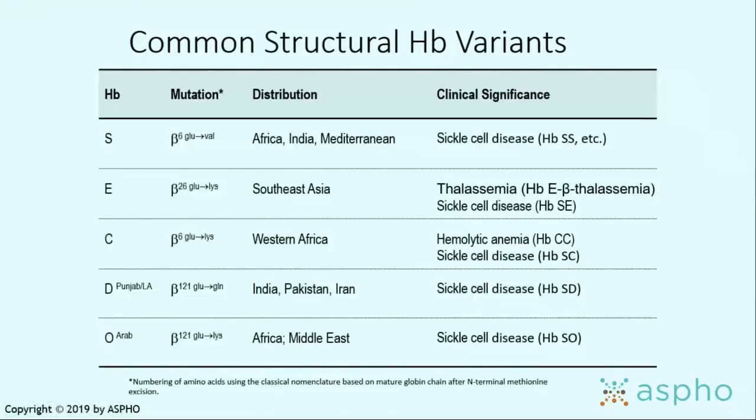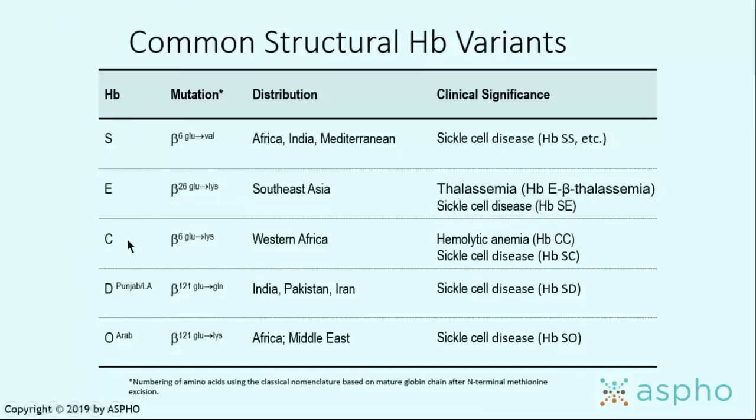So, some of the other common structural variants that you may see show up. Hemoglobin S is that glutamine mutation. Hemoglobin E, as I mentioned, is specifically pointed out in your board content as being an important hemoglobin variant to know about. It is common in Southeast Asia. We see it in thalassemia where patients co-inherit hemoglobin E and beta thalassemia, or sickle cell SE disease.